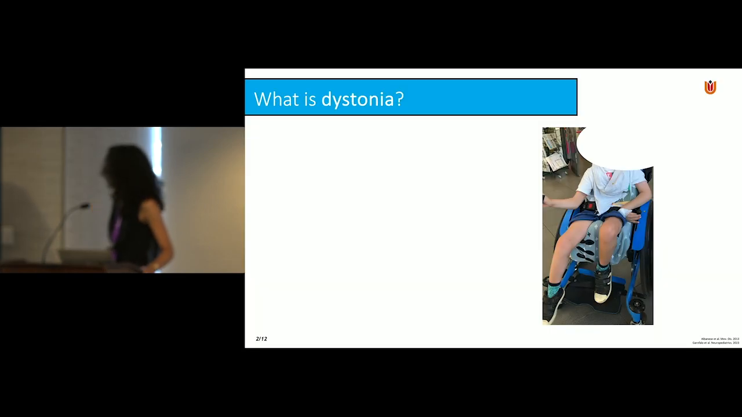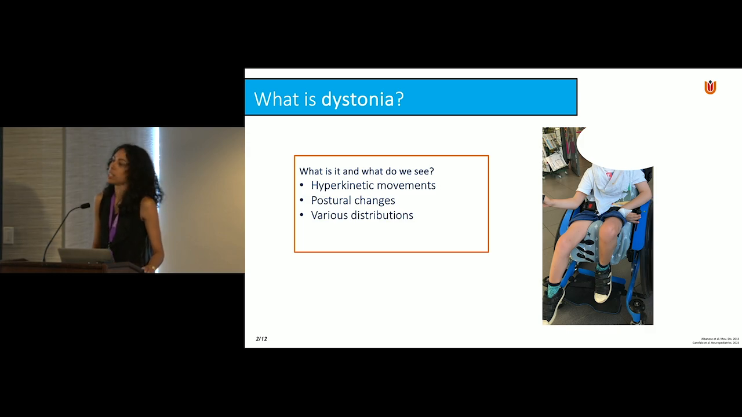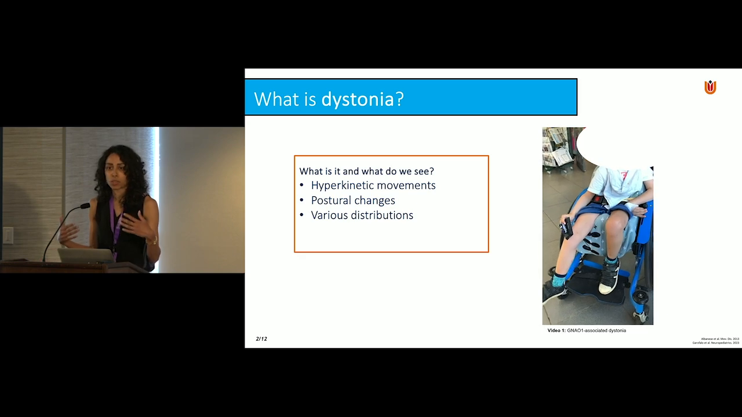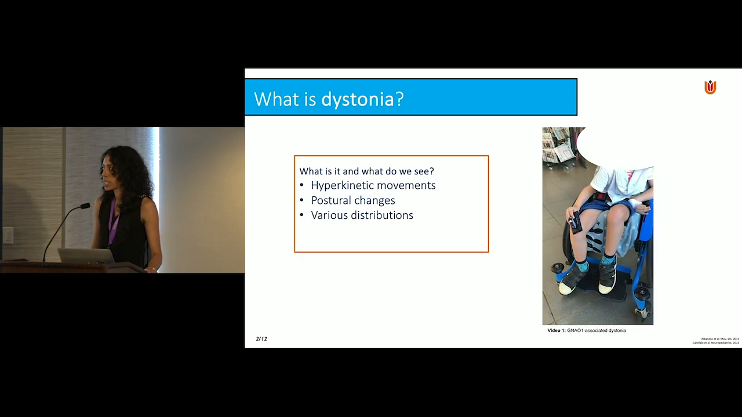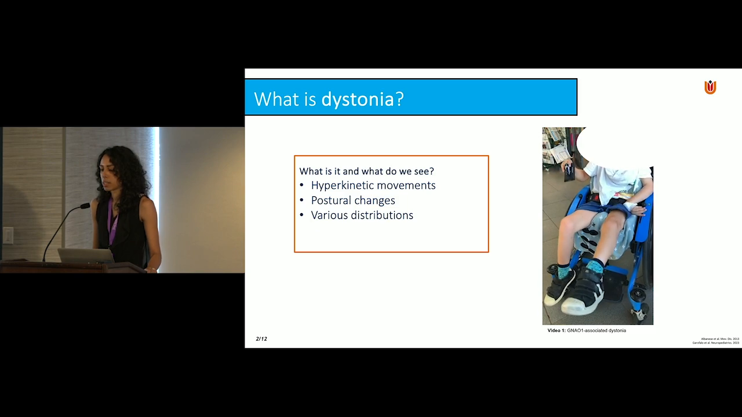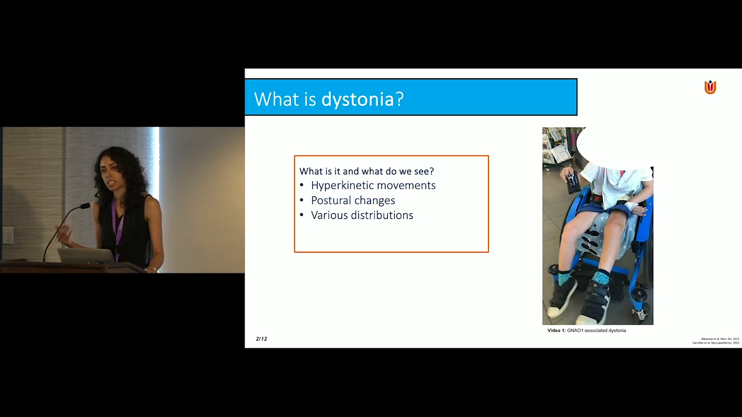So first of all, even though I know most of you are probably already expert on the topic, just to be sure we're all on the same page, dystonia is a movement disorder that is caused by intermittent or continuous muscle contractions, and it may lead to hyperkinetic, which means excessive movements, and or postural changes. And as you all know, different parts of the body can be affected, and particularly for children who have GNAO1 related disorder, we know that the dystonia presentation and severity can vary widely amongst children.